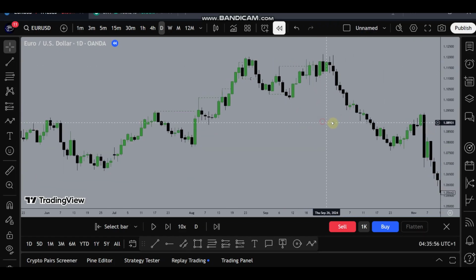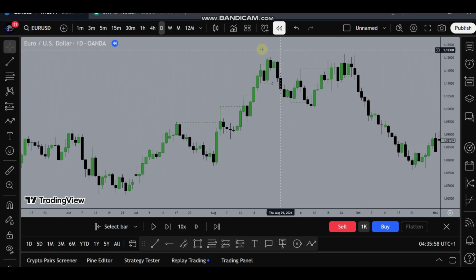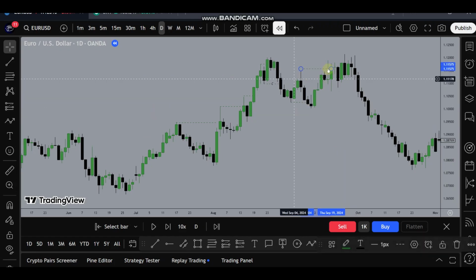Sometimes price doesn't flow in a particular direction. Sometimes it ranges, especially when it's trading in between higher time frame key levels or PD arrays. Now price had a change of character here.